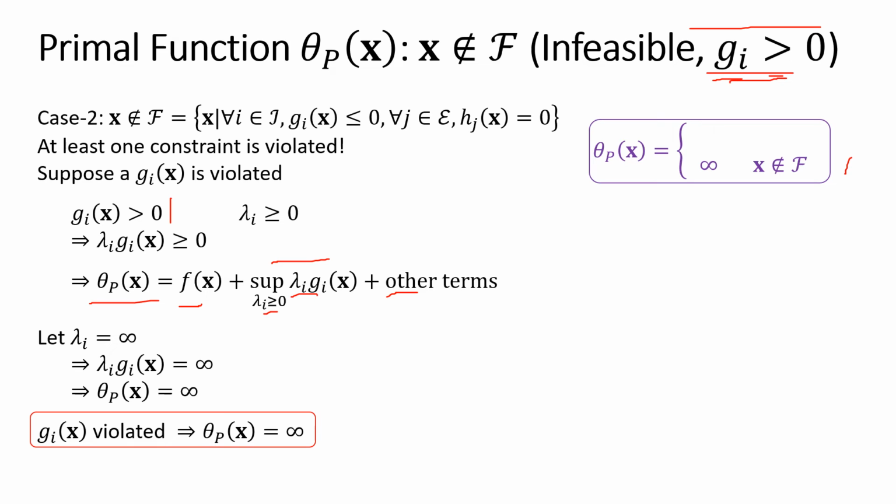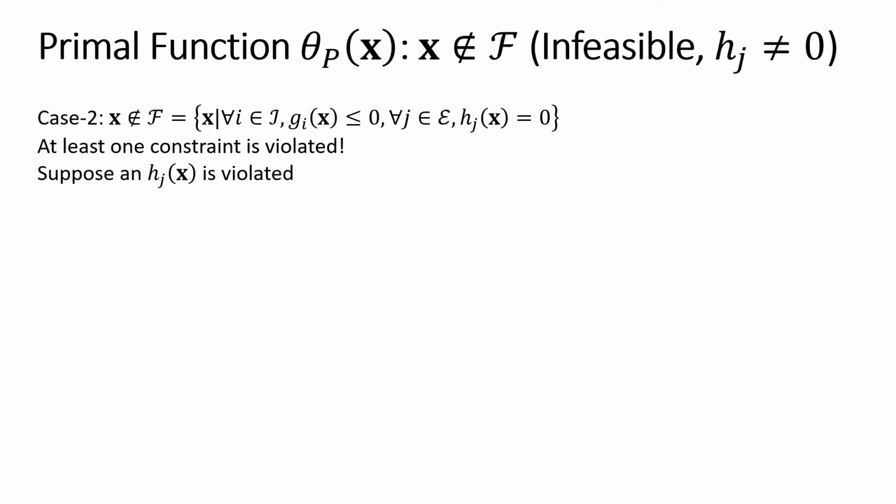Now we will look at the other situation, where an equality constraint is violated. Let's look at the primal function when x is infeasible, but this time the infeasibility arises because of a constraint violation: hj is not equal to 0. All the equality constraints are of the form hj of x equals 0. Now suppose this hj of x is violated so that it's not equal to 0. Note that the corresponding Lagrange multiplier mu j can be of any sign because h is an equality constraint.